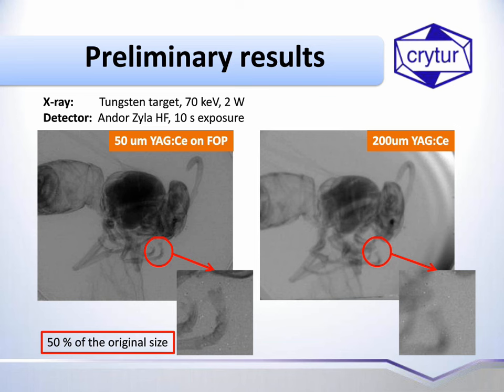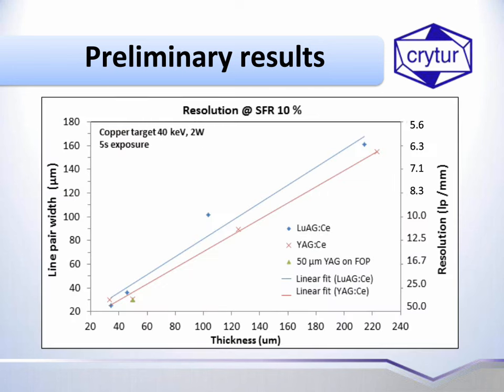I will get back to the slide. Let's see. The 50 micron scintillator on FOP would have a line pair width of about 30, that is the green point in the graph below the red line, and a 200 micron thick scintillator would be about 160 micrometers when we speak about line pair width, which is equivalent to 6 to 6.3 line pairs per millimeter. So you can see a clear difference here in the graph, and that actually corresponds to the image quality you would expect from imaging.